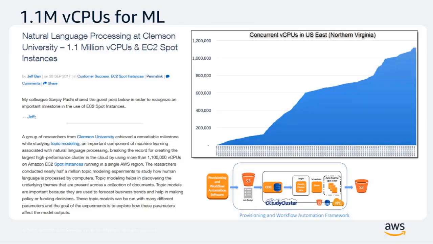Now, this customer is amazing. So Clemson University, working with Omnibond, who is an AWS partner, used software infrastructure based on CloudyCluster to provision HPC clusters on our Spot fleet. Specifically, this research was focused on topic modeling, which is an important component of machine learning associated with natural language processing. The result is that Clemson University was able to launch an HPC cluster with 1.1 million vCPUs on our Spot fleet. And this was done in a single AWS region.